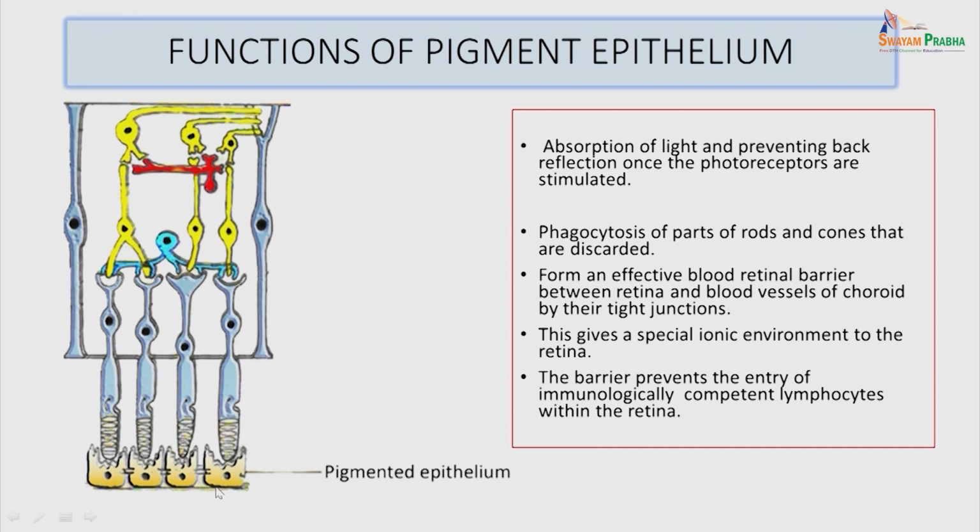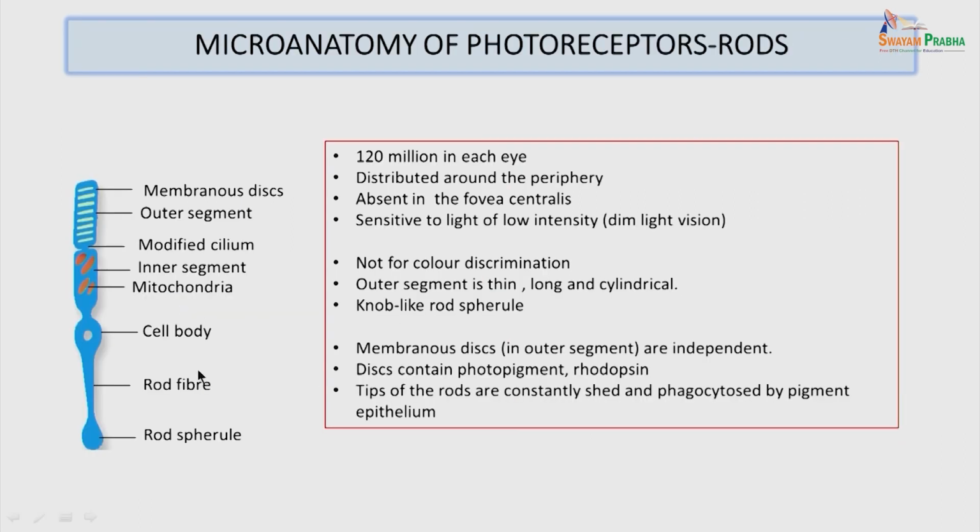This is the diagrammatic representation of this layer, that is the pigmented epithelium you are seeing here, and the remaining part of the retina will be called as the nervous part of the retina. We are going to see the microanatomy of photoreceptors, rods and cones. Here you are seeing the diagrammatic representation of a rod cell. 120 million in each eye, distributed around the periphery, absent in the fovea centralis, sensitive to light of low intensity, that is dim light vision, not for color discrimination.